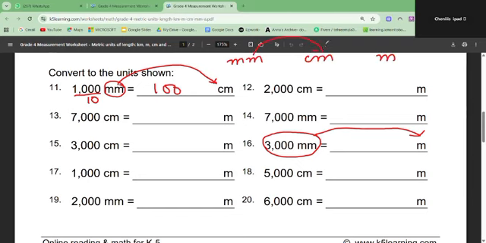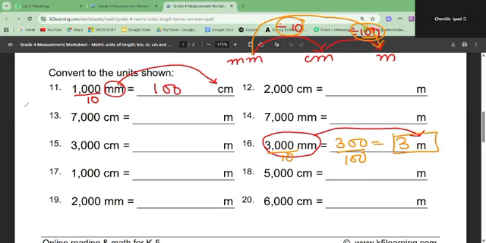Now millimeters to centimeters is divided by 10 and centimeters to meters is divided by 100. Now the question is saying go directly from millimeters to meters, a longer jump. So it means you also need to cover both of these. So you have to first divide by 10 and then divide by 100. So first you divide by 10, what do you get? 300. Then you divide by 100, what do you get? 3. So the final answer is 3 meters.